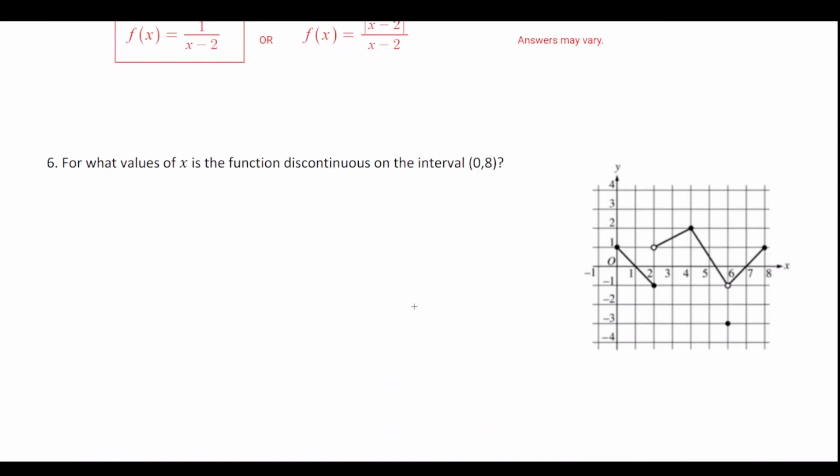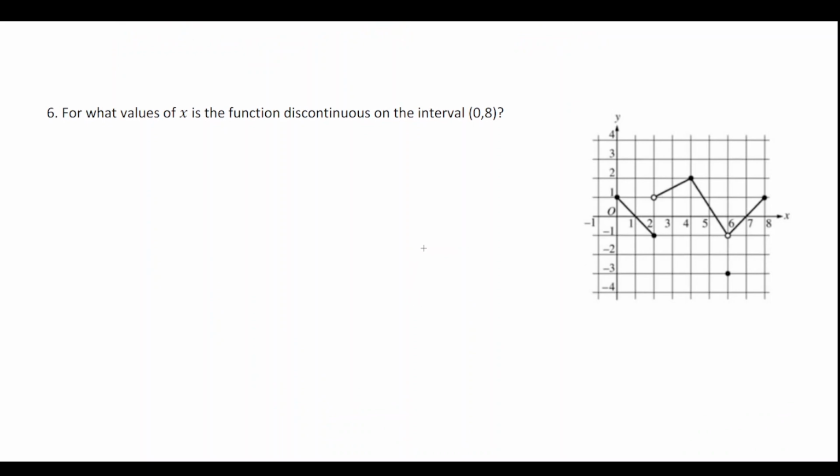For number 6, it says, for what values of x is the function discontinuous on this interval? Okay, so they're just giving you a graph of a piecewise function. We have a couple of different discontinuities here. We have a discontinuity at x equals 2. Now this is a jump, so this is going to be a non-removable discontinuity because the left and the right-hand limits are not equal.